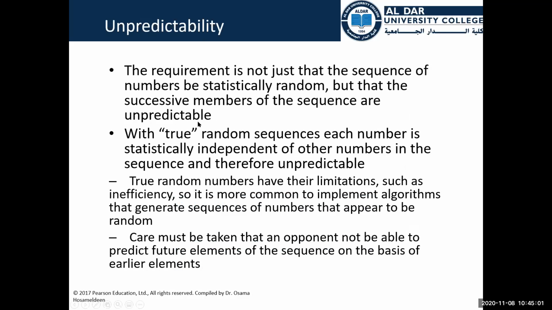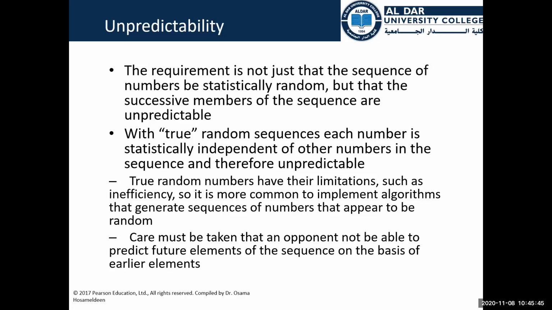This is randomness. What about unpredictability? Unpredictability means not just that the sequence of numbers be statistically random, but that the successive members of the sequence are unpredictable. Not only random, but for example, on a long run, maybe the sequence repeats itself. Each sequence is random, but unpredictability does not exist.